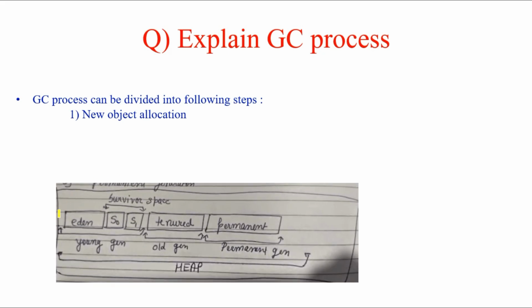Please make sure that you understand this very clearly, because this is how garbage collection works, and I've taken all this from the Java docs. There is nothing more to it apart from what I'm explaining here. So the garbage collection process, the first part is new object allocation. As I've told you, whenever a new object is allocated, it is always allocated in the young generation.